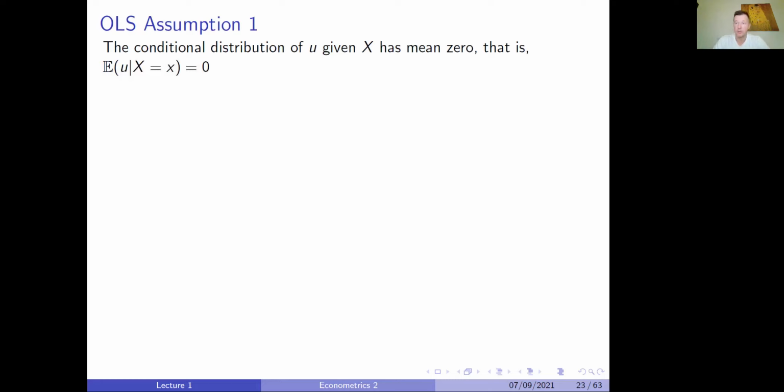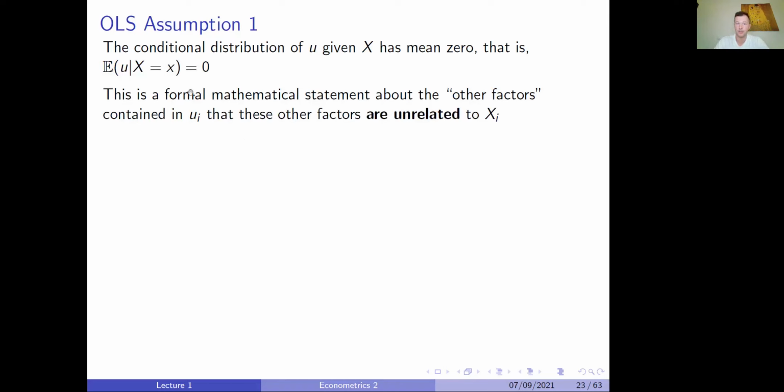So first and the most important assumption, that the conditional distribution of an error term given x has mean 0, or formally it's written here. So for each value of x, you expect that the error term is 0. This is a formal mathematical statement that other factors contained in the error term are unrelated to x. So basically, with the help of x, you cannot predict value of the error term. This is the crucial thing.